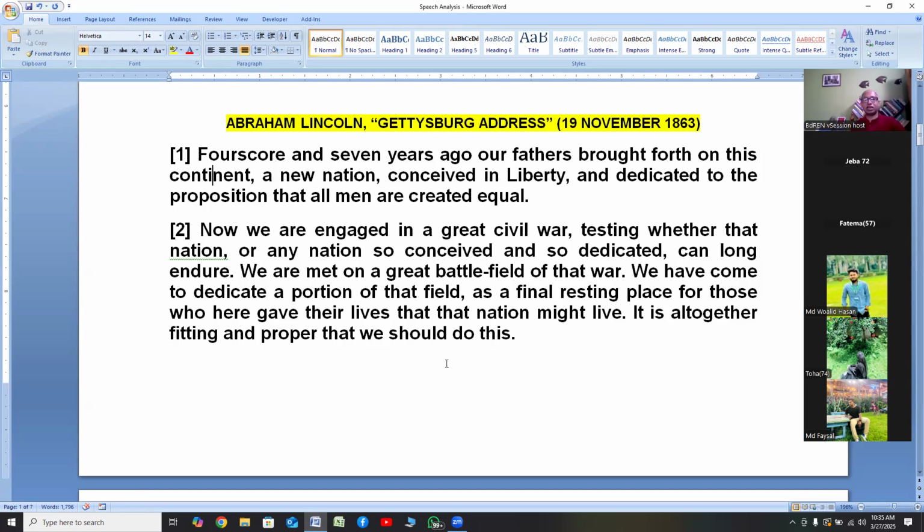Conceived in liberty and dedicated to the proposition, proposition means proposal, that all men are created equal. So just think how powerfully Abraham Lincoln can speak. He wants that all the diverse people of that very continent should come together. They should stand on a singular platform of brotherhood and sisterhood. And it's a very great and crucial job of a leader to unify or to unite diversities.